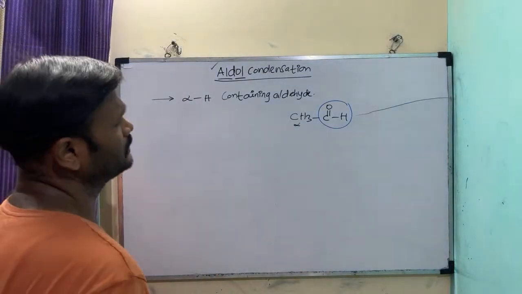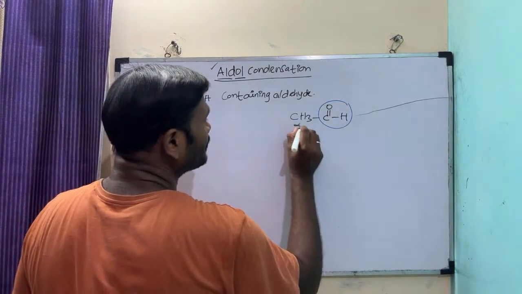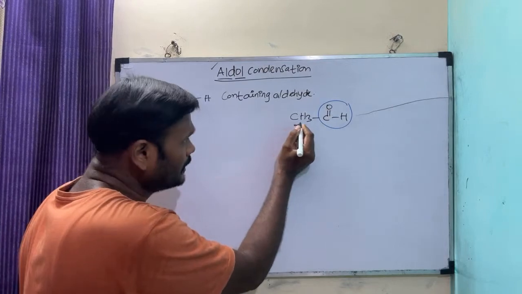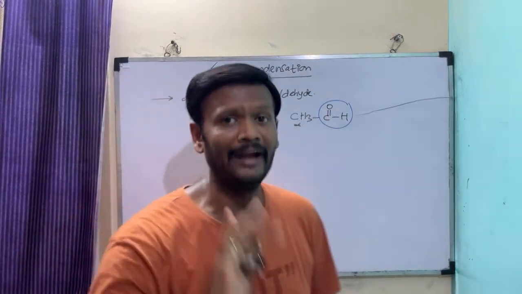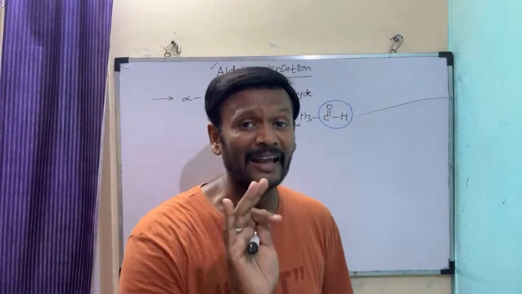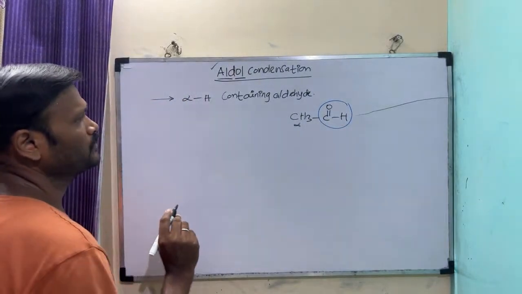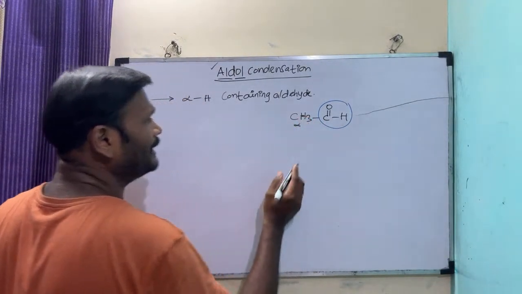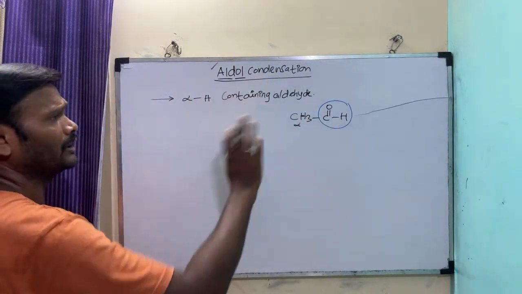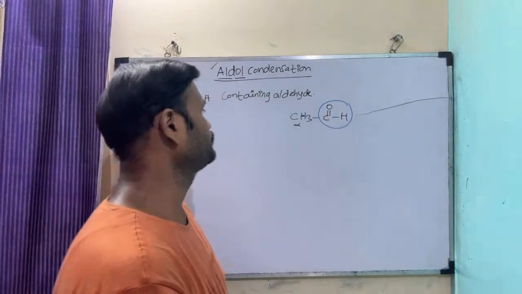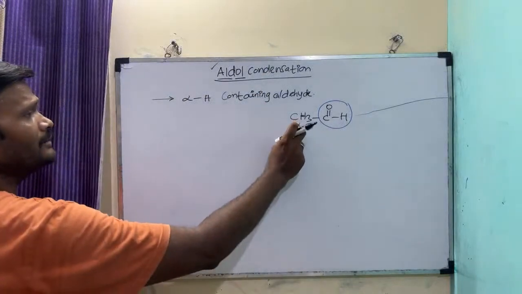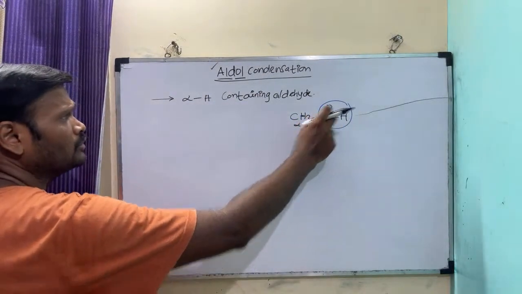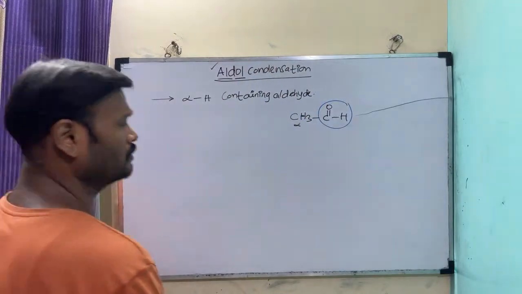So alpha hydrogen, in the sense, the carbon attached to the functional group is called alpha carbon. In that alpha carbon we have 3 hydrogens, so this is an alpha hydrogen containing aldehyde. And very important thing we know, an alpha hydrogen containing aldehyde is involved in aldol condensation. It's a good example of a molecule which is going to be involved in aldol condensation.